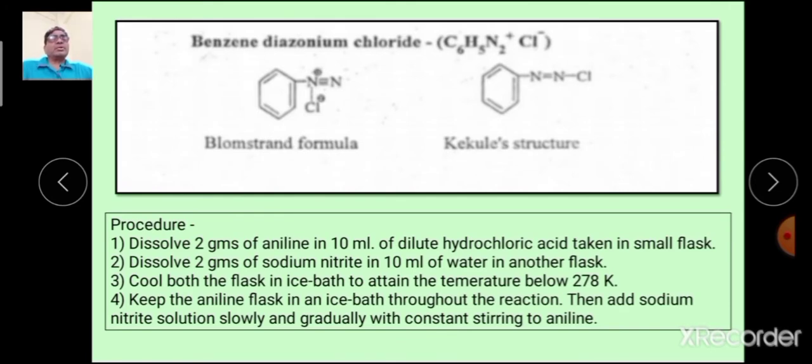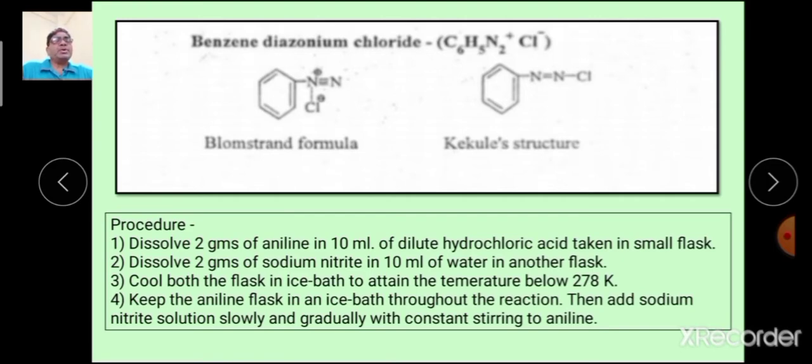Now we are going to see the compound benzene diazonium chloride. This is the structure having the molecular formula C6H5N2Cl, as it is a salt, therefore it is written as C6H5N2 plus Cl minus. The first one is the Bronsted formula. The second one is the Kekulé structure. Okay. Now how is benzene diazonium chloride prepared?